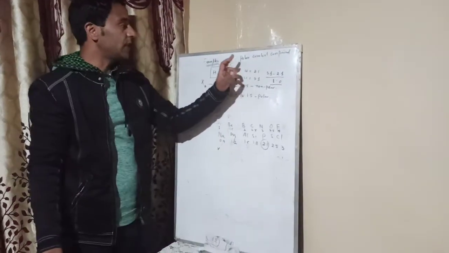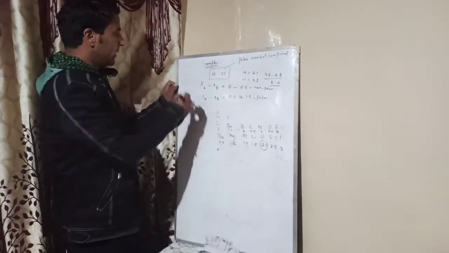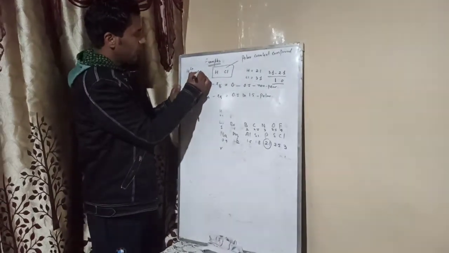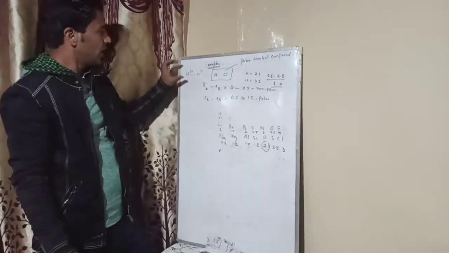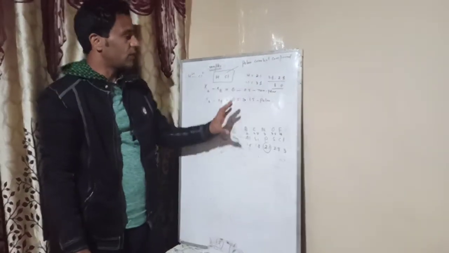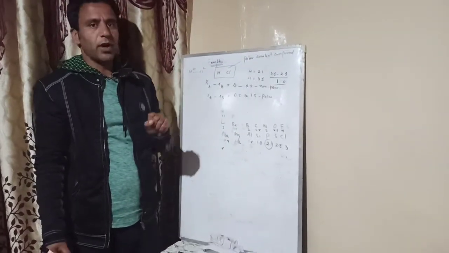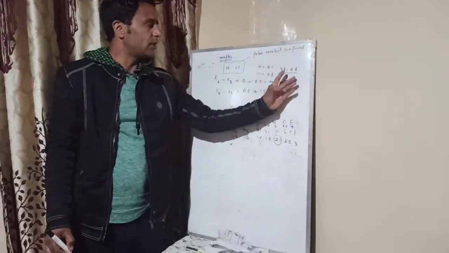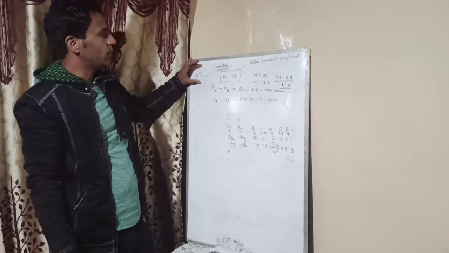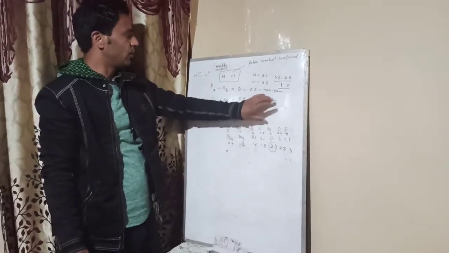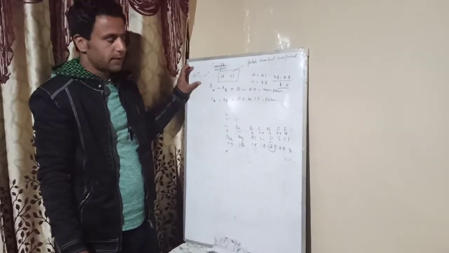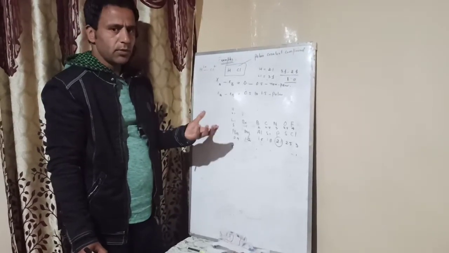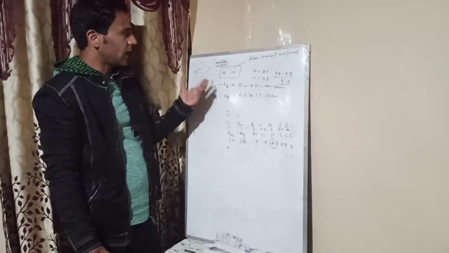So HCl is a polar covalent compound, which means here H has a small positive charge and chlorine has a small negative charge. Why? Because their electronegativity difference, between 3.1 and 2.1, is 1.0. That's why it is polar in nature. So HCl is polar, and whenever a compound is polar, it will show a dipole moment. It will show different characteristics.